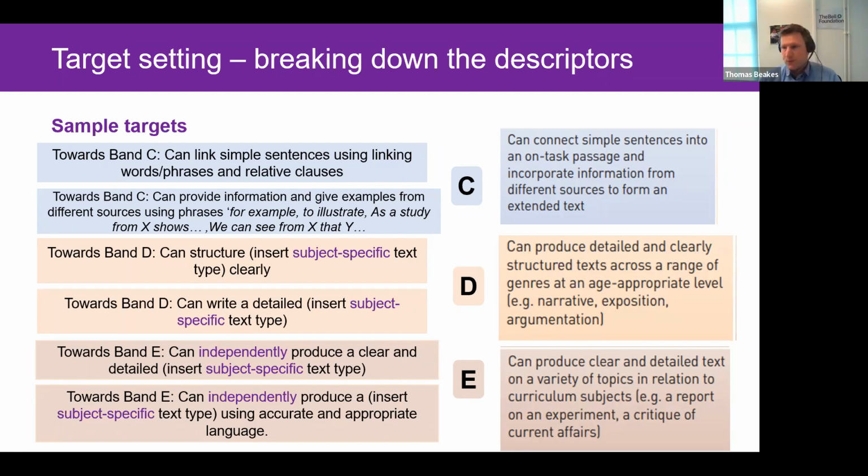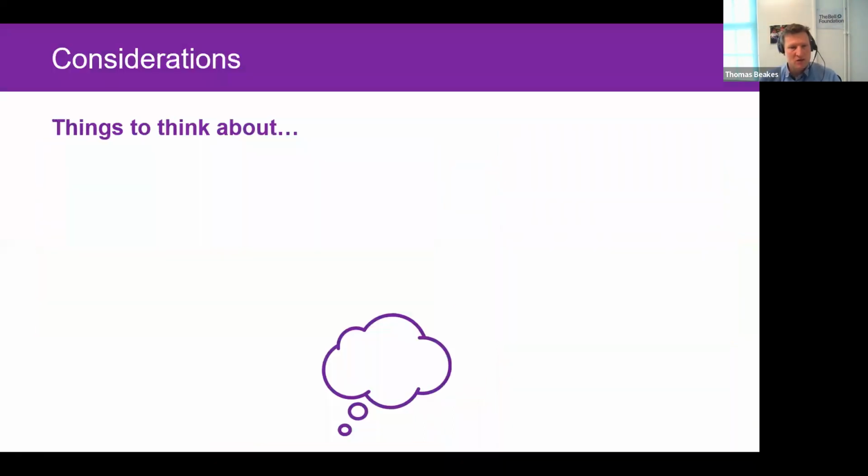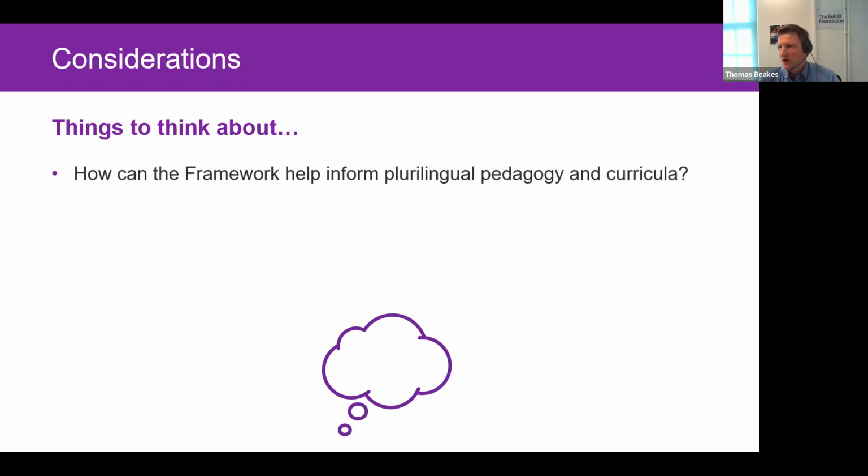Okay, I appreciate we're nearing the end. So some considerations, just to leave you with. I'm afraid this probably raises more questions than it answers, but I want to help you think it over. So, things to think about. First of all, how can the framework help inform plurilingual pedagogy and curricula? So, the kind of activities as mentioned that we use to gather evidence, I think can help plurilingual and English first language learners develop. And I think we need to make sure they're included in lessons across subject areas.